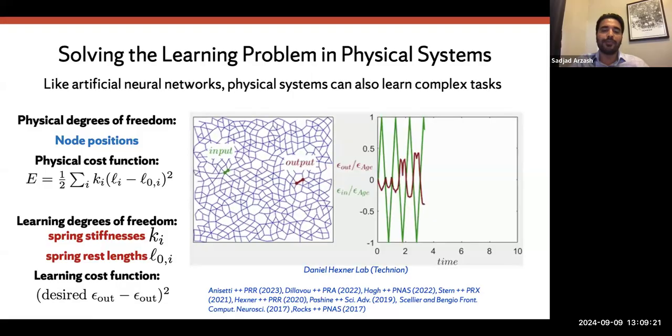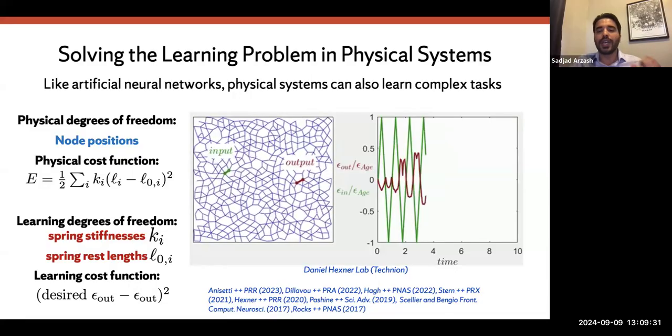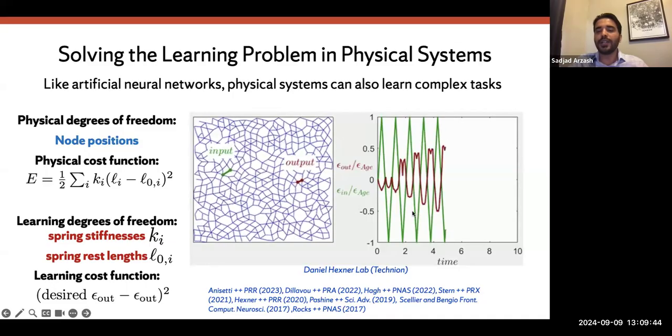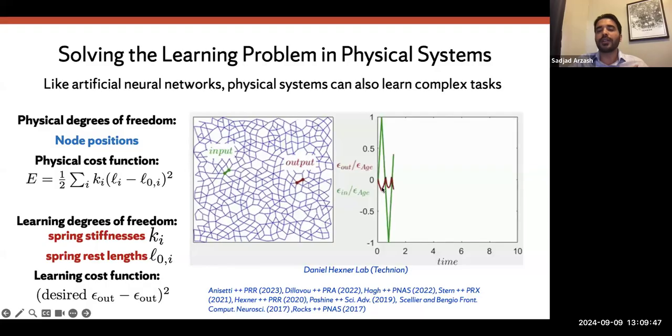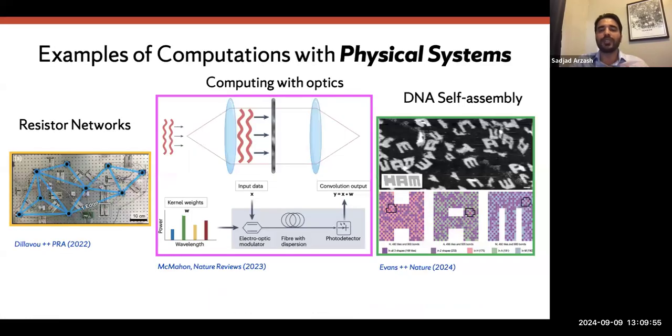And so by just looking at this system, it's obvious we have these two landscapes. We have the physical landscape and the learning landscape. And the idea is that you can write down some algorithm to go down the gradient of this learning cost function and get to the desired task that you want. And that's what is plotted here, that the output strain is getting closer and closer to the input strain as the training goes on.